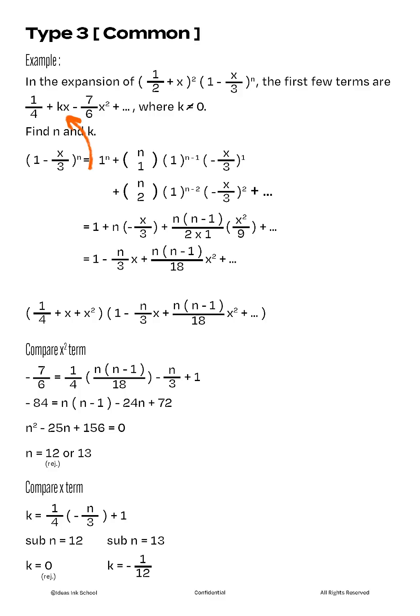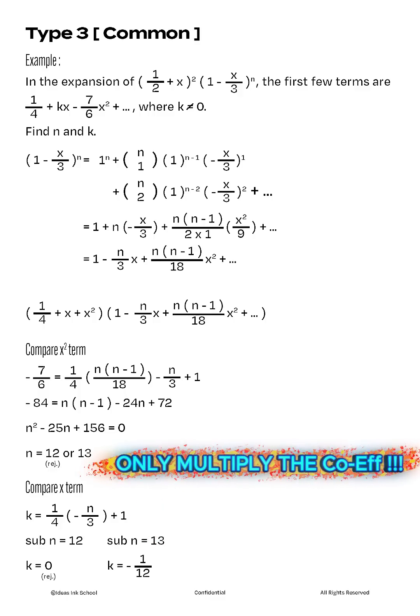Next, we're going to compare the x term. So the x term given by the teacher is k. The coefficient of x term is k. But how do we get the coefficient ourselves? So we are going to take 1/4 on the left multiplied by the x term on the right, which is minus n over 3. Then we're going to take our x term on the left multiplied by 1 on the right. So that would give us the x term exclusively. So when we do so, we are going to get k equals to 1 quarter multiplied by minus n over 3 plus 1. So remember, we did not take into account any of the x, so don't put the x in your working, okay? Because that is just added complication.